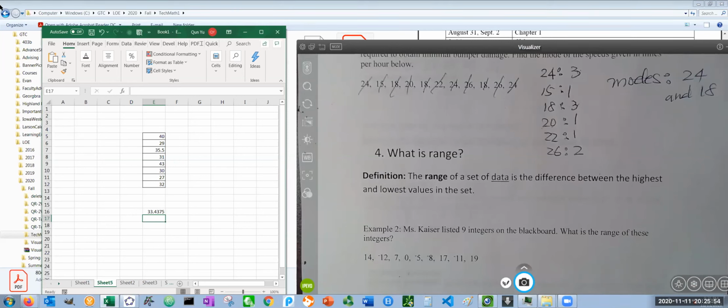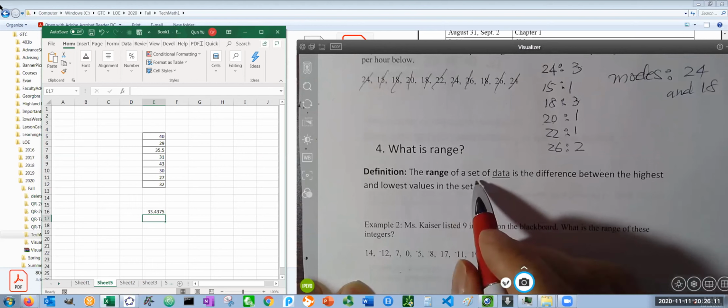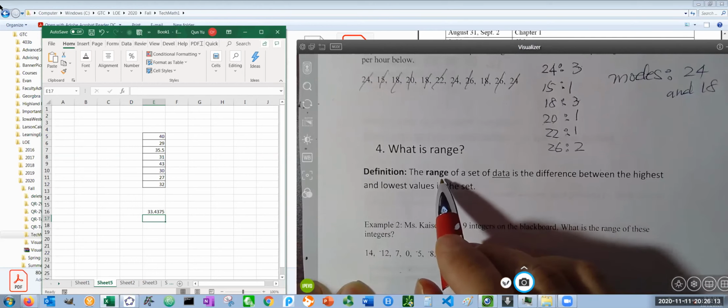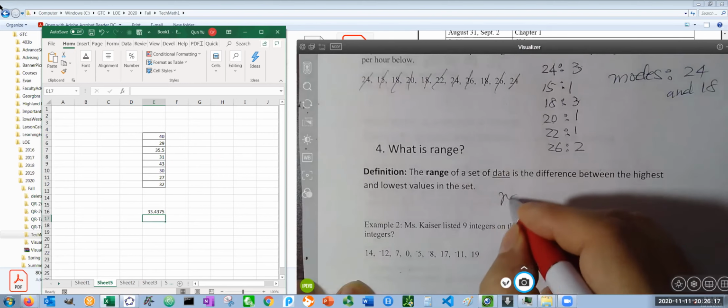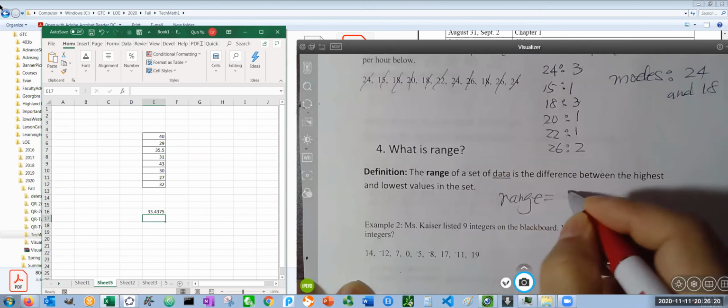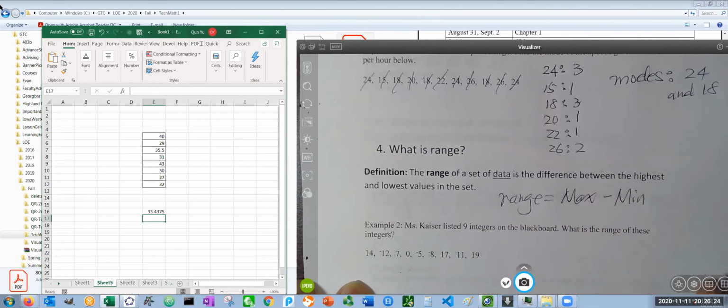If a range is very large, so your numbers within that range are all over the place, that's a very dispersed data set. So it's a way to measure the dispersion of a data set. But in terms of how we calculate it, it's actually very simple. You just use the highest value in the data set and subtract the lowest one. So basically, range equals the maximum value in that data set minus the minimum value in that data set.